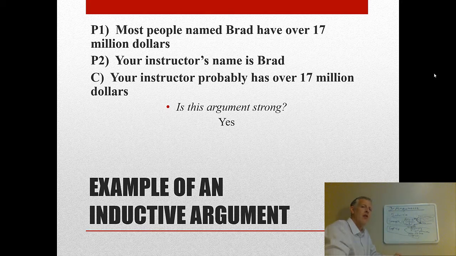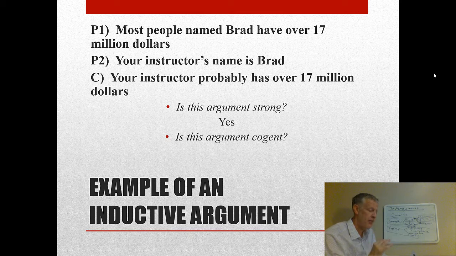As I intimated a while ago, this is kind of funky for some rookie students because obviously it's not the case that most people named Brad have over $17 million, unfortunately. So it can strike rookies as weird to call this a strong argument when the premise is so obviously false. But when you're calling it strong, you don't care. It's not the truth part of the analysis. You don't care whether the premises are in fact true. You're just analyzing the connection between the premises, assuming they were true, and the conclusion. So our example here is a strong inductive argument.